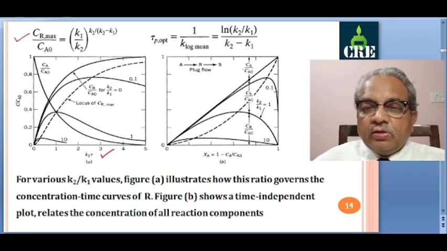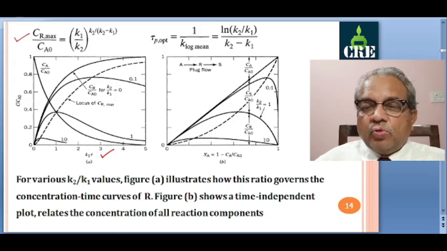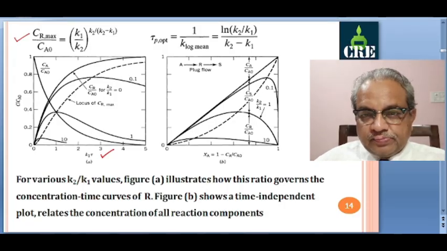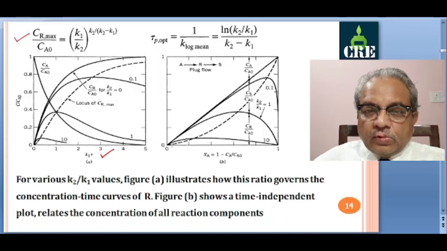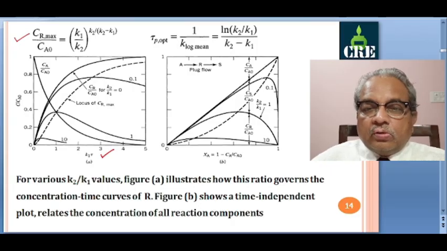Now you can see here, these are again the results. This is for K2 by K1 equal to 0.1, this is K2 by K1 equal to 1, and this is K2 by K1 equal to 10. You can draw more curves for 5, 2, 0.5, 0.2, like that. Now these curves will be useful in problem solving.